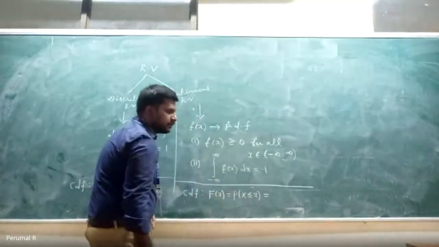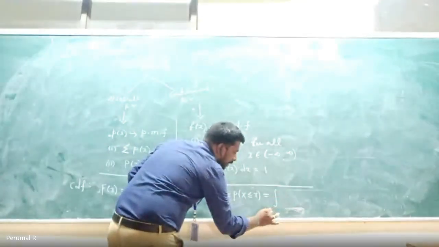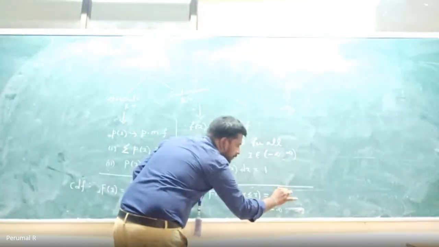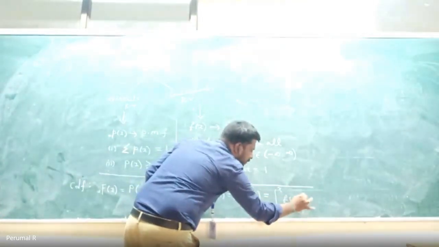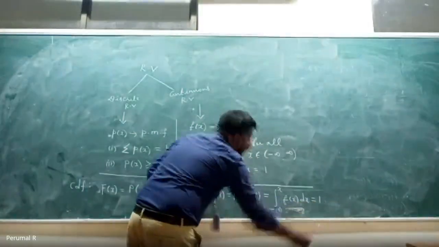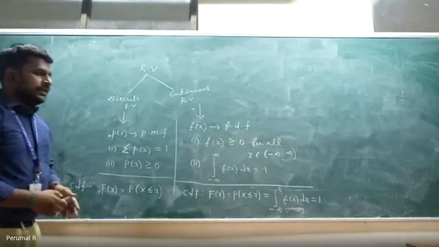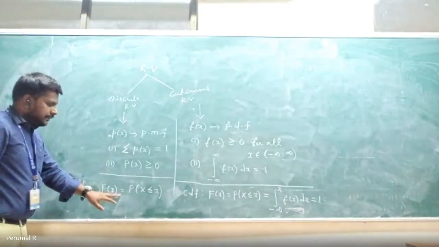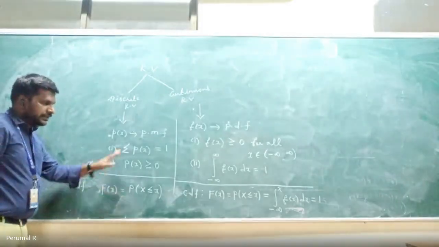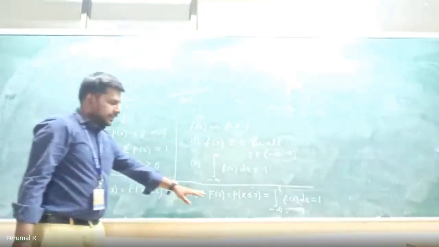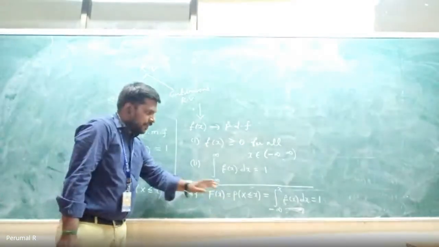Less than or equal to x means you have to write the integral from minus infinity to x of f of x dx equal to 1. Okay. So this is the CDF formula for a discrete random variable. Here, this is the CDF formula for the continuous random variable.